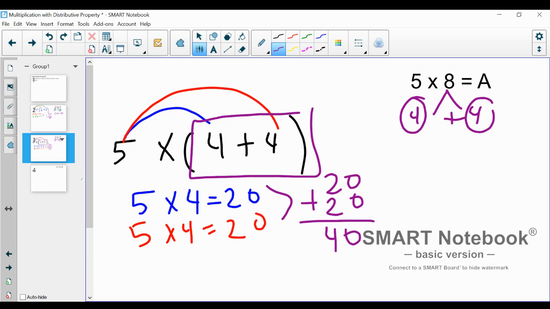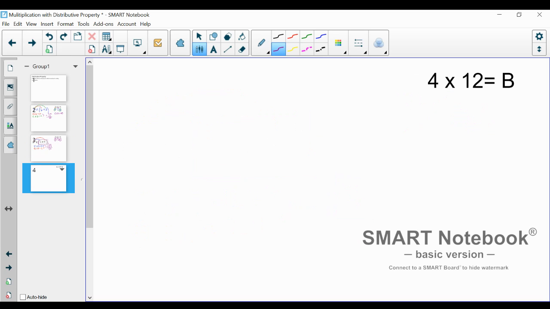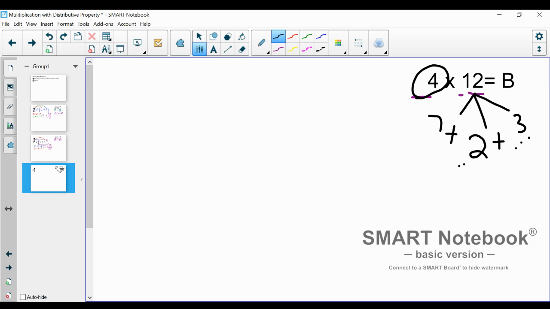So these were 1 digit by 1 digit problems, just 5 times 8. I'm going to show you now with a 1 digit by 2 digit problem, okay? In this case, you can break up this 12 into any combination of numbers. I'm going to break this up into 3 different numbers. Let's say I love multiplying 4 by 7. I know that one off the top of my head. And then I know 2 and I know 3. So I broke this 12 up into 7, 2, and 3 because 7 and 2 and 3 all add together to equal 12. Okay?